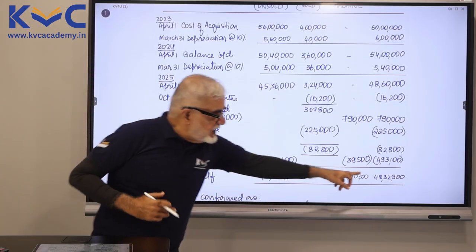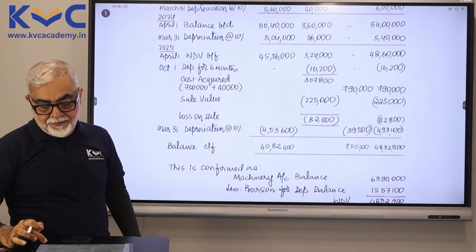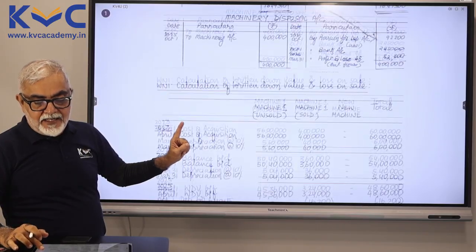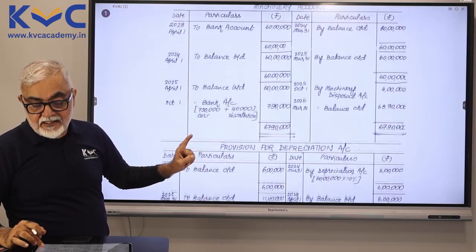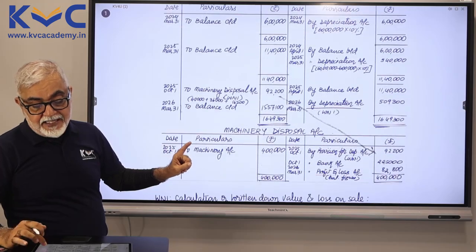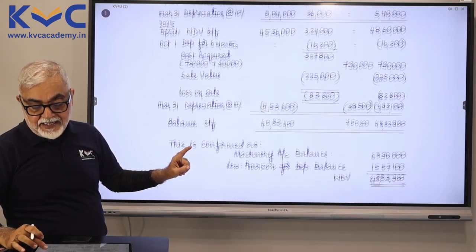Now, is my balance correct? I will double check. Machinery account, the closing balance of machinery account was 63,90,000. The closing balance of provision for depreciation is 15,57,100.